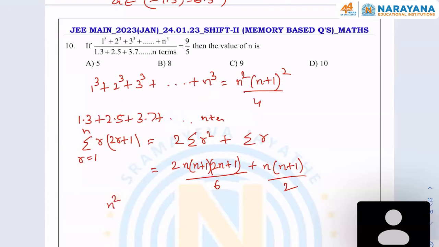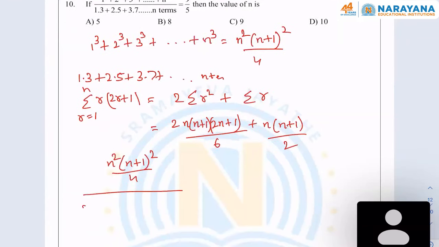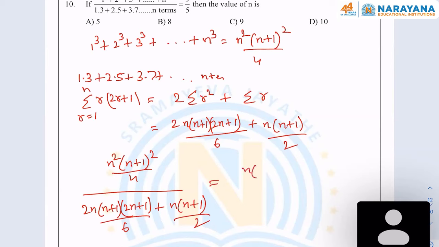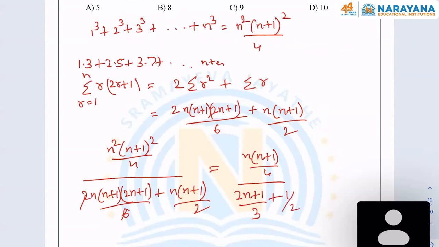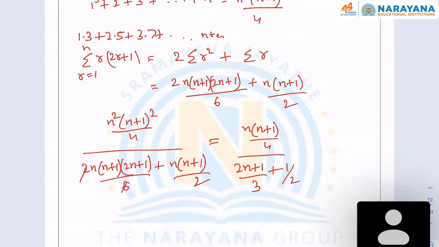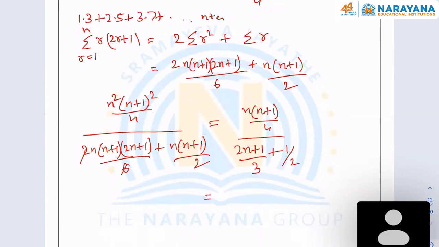So I'll substitute these values. n square into n plus 1 whole square by 4 divided by 2n into n plus 1 into 2n plus 1 by 6 plus n into n plus 1 by 2. So we can take out n into n plus 1 by 2 common. So n into n plus 1 by 4 by 2n plus 1 by 3 plus half. Okay, I'm taking out n into n plus 1. So this is equal to n into n plus 1 by 4, and in the denominator we will get 2 by 6, so 4n plus 2 plus 5. So 4n plus 5 by 6 into n into n plus 1 by 4.